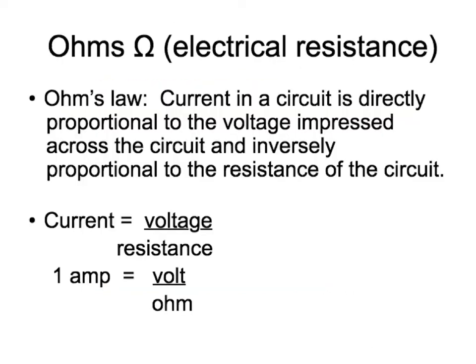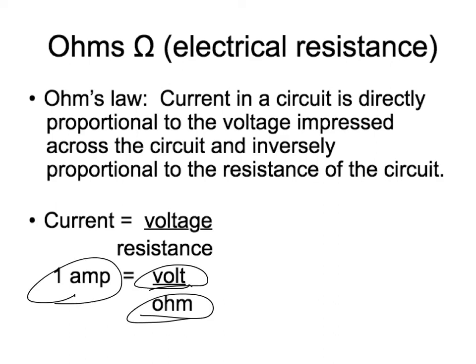Okay, to calculate it, and this is going to be the last thing in this section, we're going to take Ohm's law. Current in a circuit is directly proportional to the voltage impressed across the circuit and inversely proportional to the resistance of the circuit. So the current is going to depend on the voltage and the resistance in ohms.